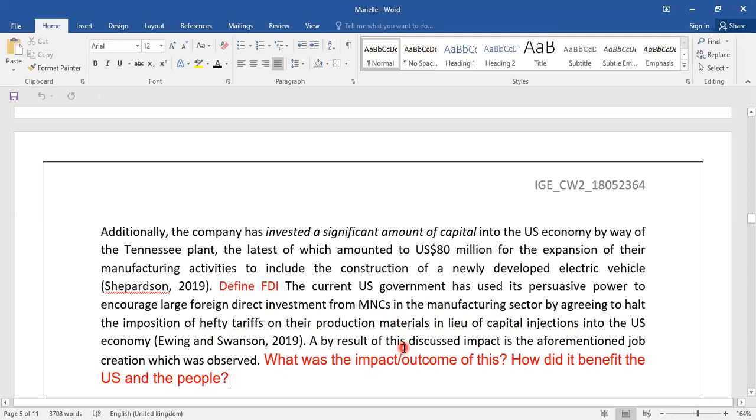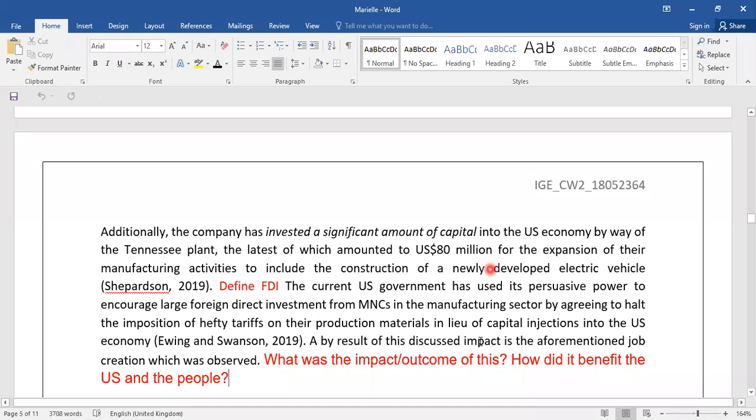So Mariel, what was the outcome of this? How did it benefit the US and the people? You're talking about substantial amounts of FDI. You know how this would have benefited the US? Their capital account on the balance of payments. So Mariel, another opportunity to integrate economic theory. The balance of payments is a financial record that governments keep. You know how to define it. It is comprised of 3 areas: the visibles, the invisibles, and the capital account. You know what this $80 million would have done for the US? Their capital account would have increased, and their balance of payments would have increased.